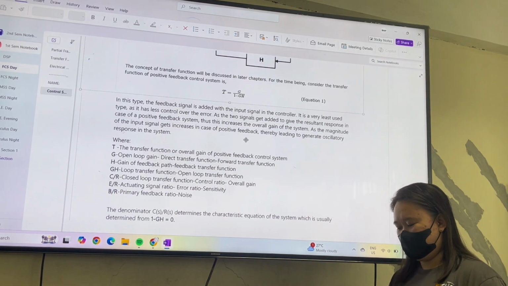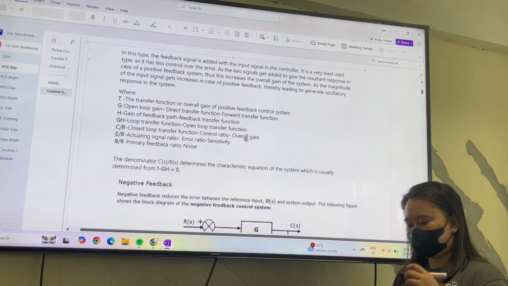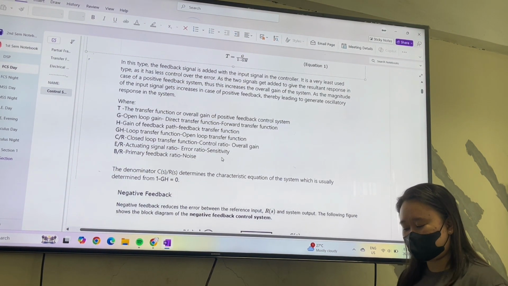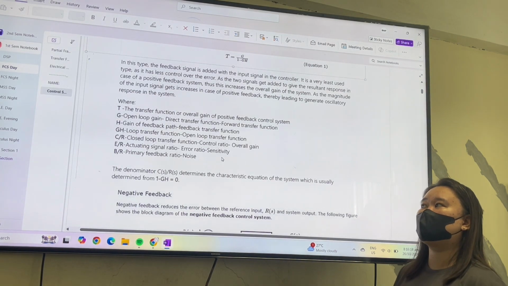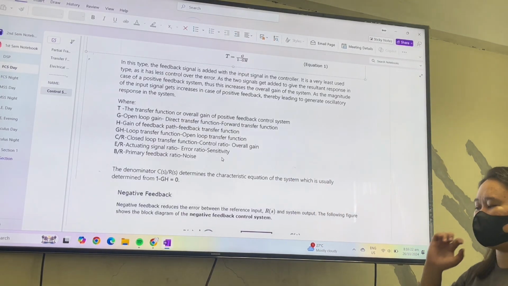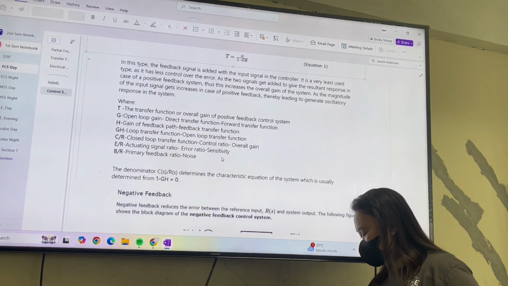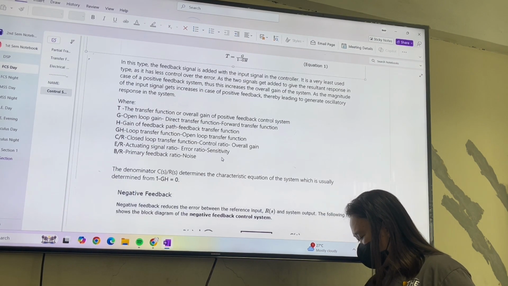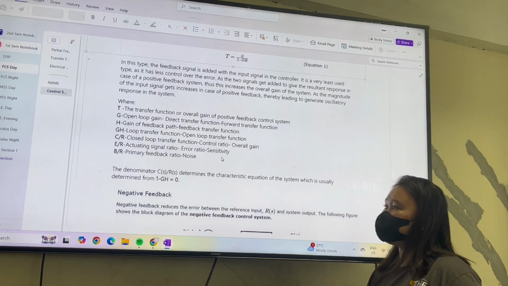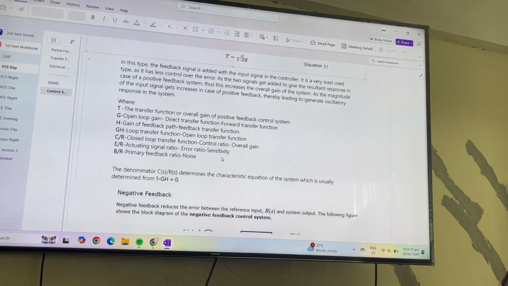Now, T is our transfer function or overall gain of positive feedback control system. G is the open loop gain. Sa mga class, mas ginatawag na siya o forward transfer function or direct transfer function. H is the gain of feedback path or the feedback transfer function.